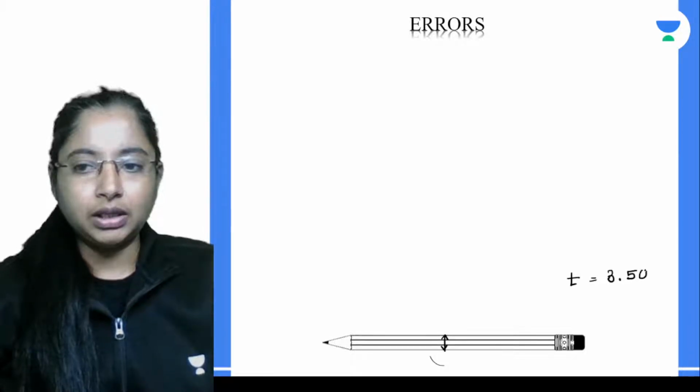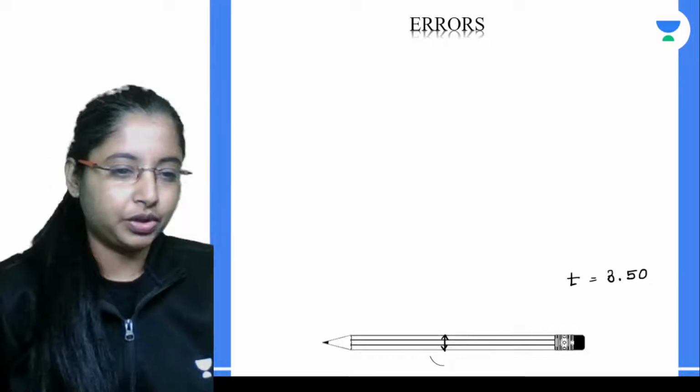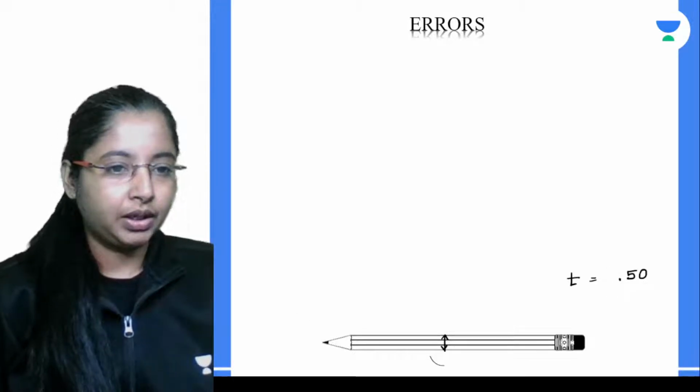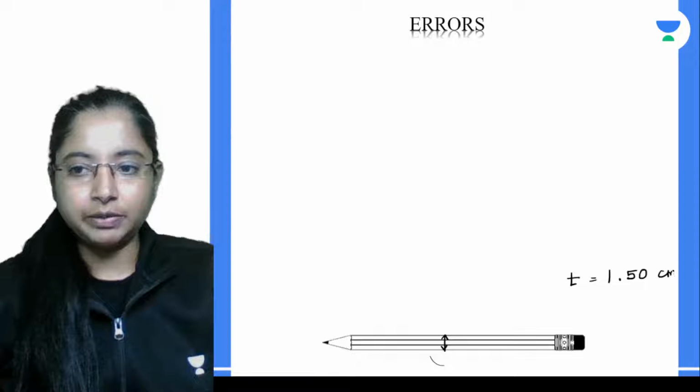Let's say that's somewhere around 3.50, okay, that is a very huge number. Just give me 1 second. Let's go with 1.5, okay, somewhere around 1.5 centimeters.